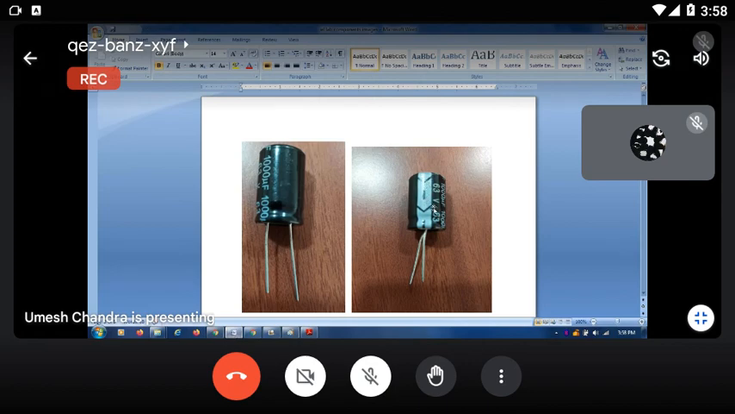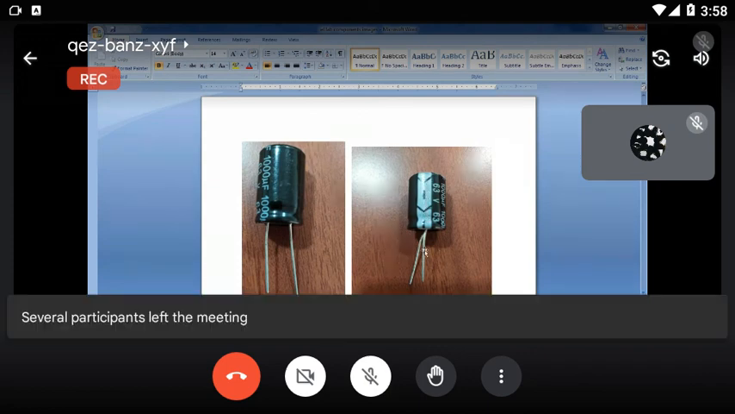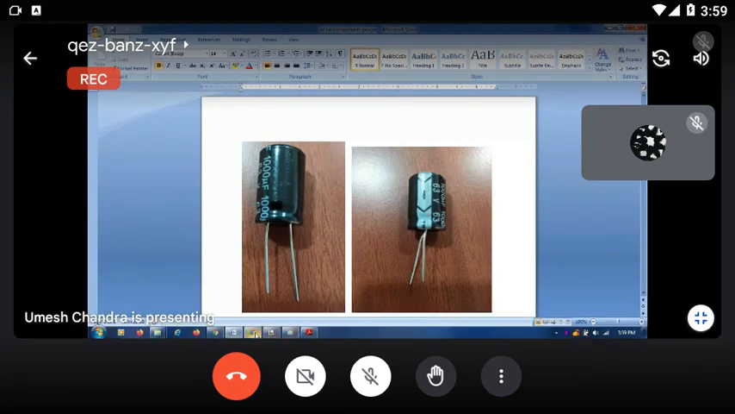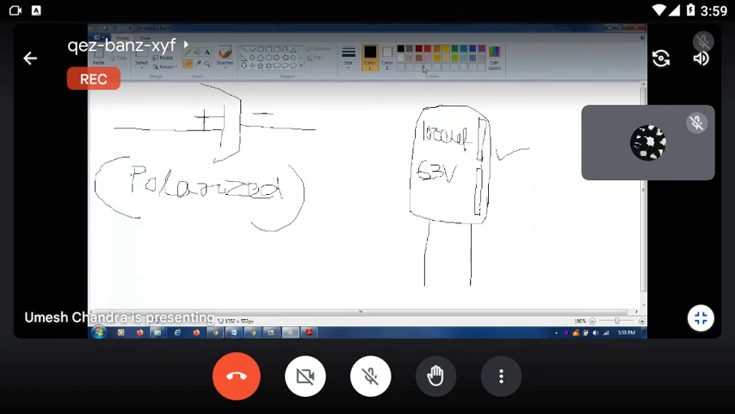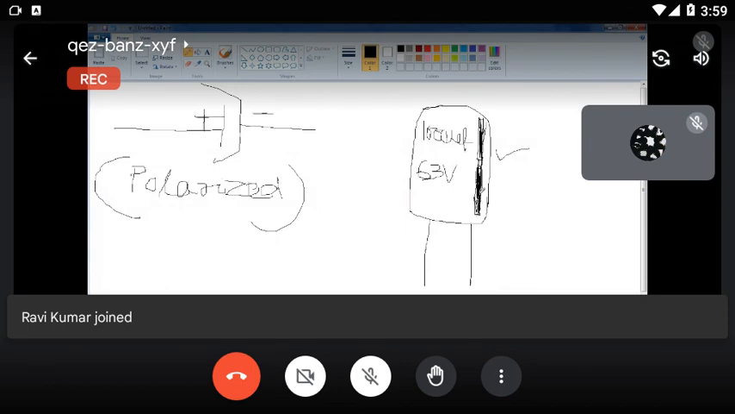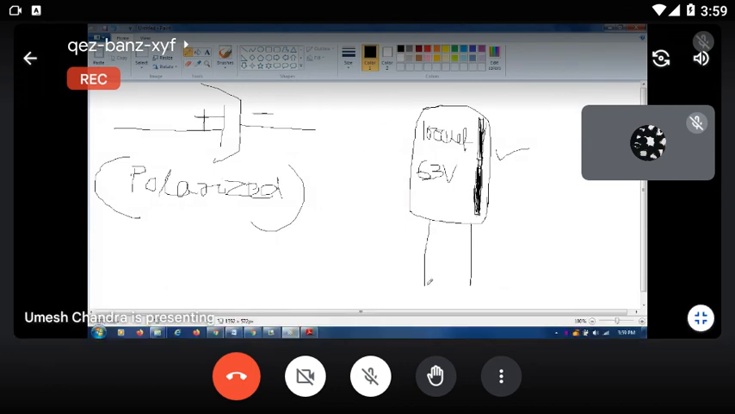Now you just look at the second figure. This is the silver marking. That side indicates the negative. That side indicates negative. Okay. This side indicates the negative. But physically this is silver coated or white color. This side indicates the bigger one.